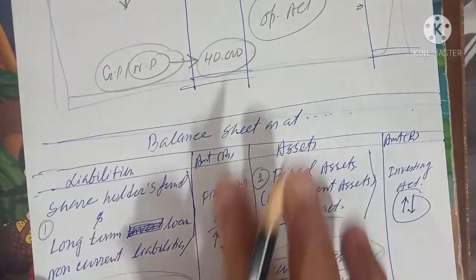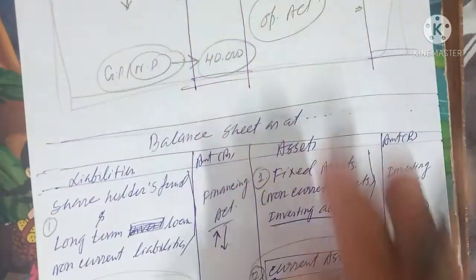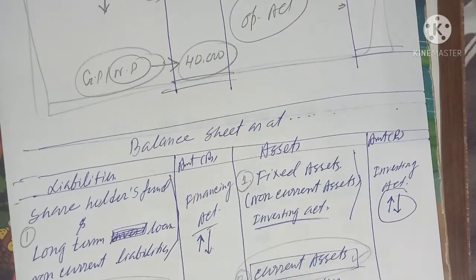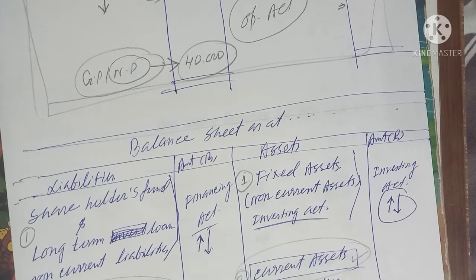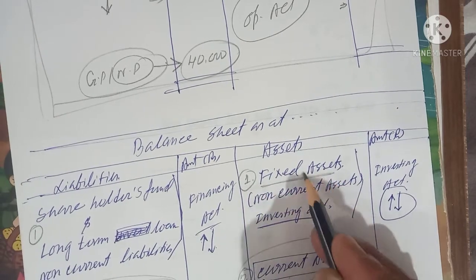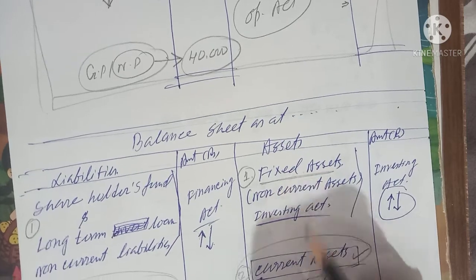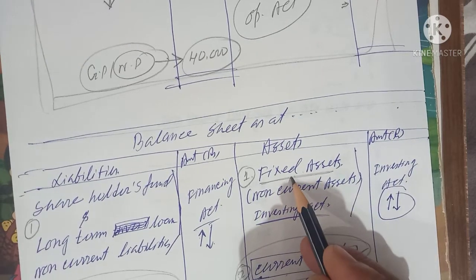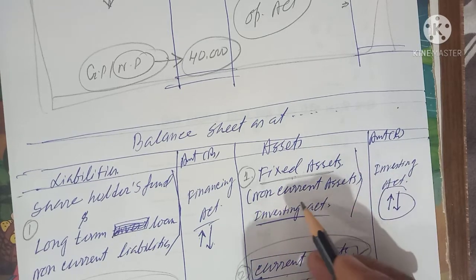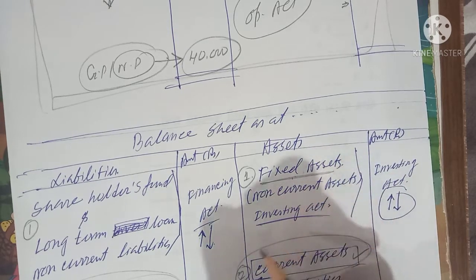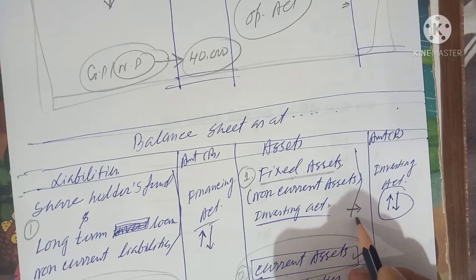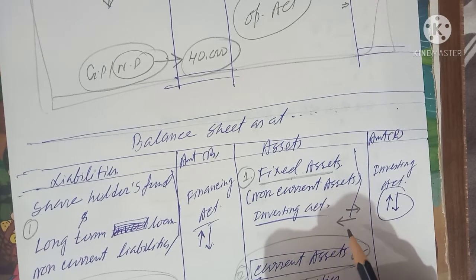So operating activity means the trading account side plus current assets and current liabilities. It's called operating activity. Now investment activity. Fixed assets. On the asset side, you get two types of assets, one is the fixed asset and the other is the current asset. Fixed assets, either increasing or decreasing. If fixed assets are increasing, cash is going out. If fixed assets are decreasing, cash is coming in.